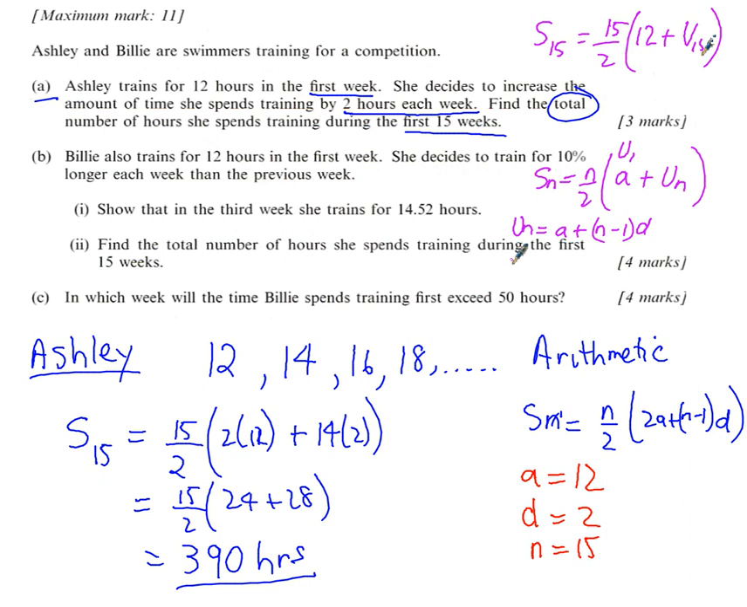So we've got u15 is equal to, what do we got there? What's a? 12 plus 14 times 2. And we end up there with 40. So if we go and put that in here, we get 15 over 2, 12 plus 40, and surprise, surprise, we also get 390 hours there. Okay. All right, let's have a look at the second one.